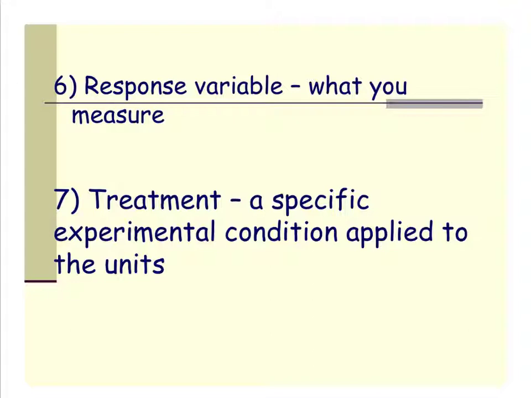The next definition is the response variable. That's the Y, or the dependent variable, and that's what you measure. In this case, our response would be how these rabbits grew. Are they bigger? Or how their fur was changed, because that was one of the claims. Is it shinier or not? Things like that would be our response. And number 7, the treatment is a specific experimental condition applied to the units. Remember, experimental units. So the treatment is a specific condition applied to rabbits in this case.